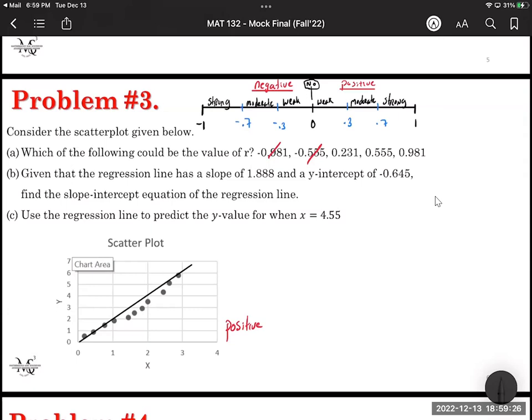So what do you think here? You have 3 choices. Do you think it's a weak, moderate, or strong correlation? We already know it's positive. But do we think it's strong? It looks strong, right? This looks like a strong positive. Because it's strong positive, I know that the value of R must be between 0.7 and 1. So what two values here are not between 0.7 and 1?